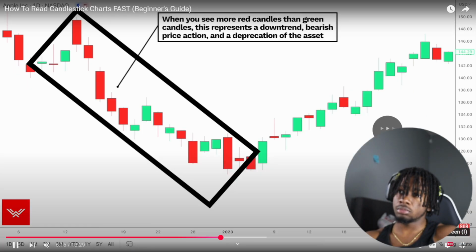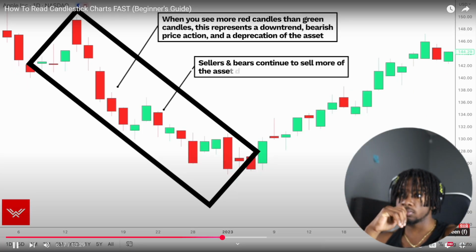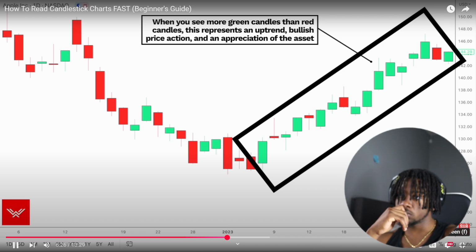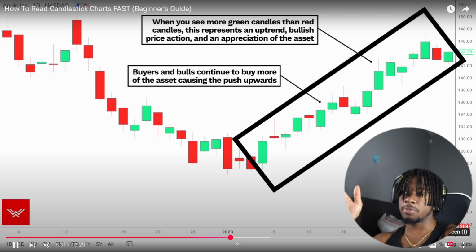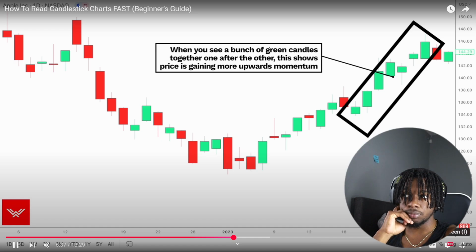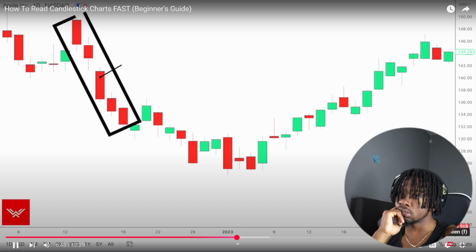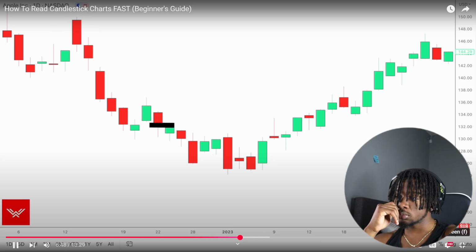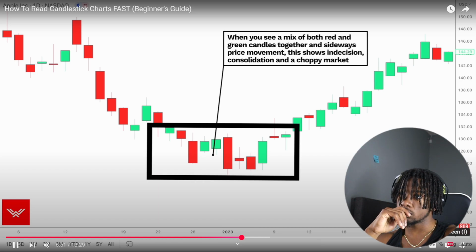Bearish price action is a depreciation of the asset as sellers and bears continue to sell more of the asset, causing the push downwards. When you see more green candles than red candles, this represents an uptrend and bullish price action and an appreciation of the asset as buyers and bulls continue to buy more of the asset, causing the push upwards. When you see a bunch of green candles together, one after the other, this shows price is gaining more upwards momentum. When you see a bunch of red candles together, one after the other, this shows price is gaining more downwards momentum. When you see a mix of both red and green candles together and sideways price movement, this shows indecision, consolidation, and a choppy market.